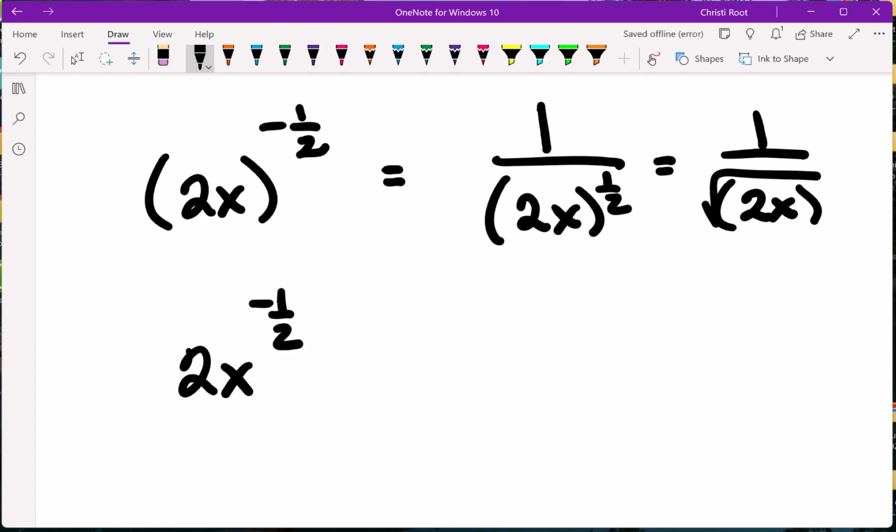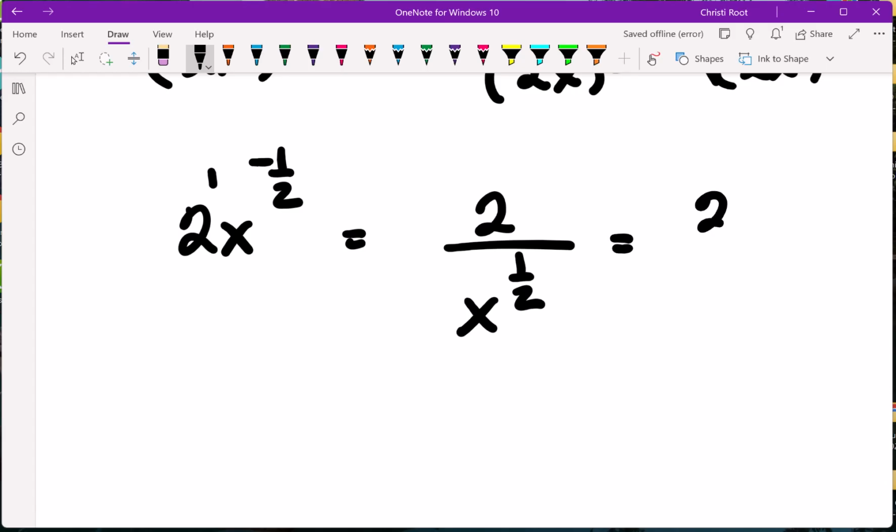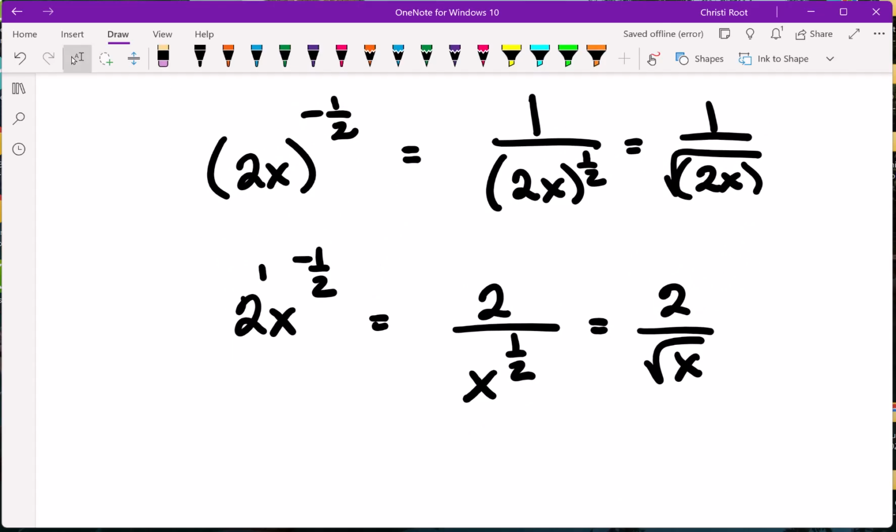The bottom one, though, on the other hand, that is not everything to the power negative 1/2. The 2 has a positive 1 power. The 2 will not move with the x. Now, really listen to me. The 2 is not going to move with the x. The 2 is going to stay where it is. The x moves with the exponent, and your final answer is going to look like that. So there's a very big difference in problems that have parentheses and problems that don't have parentheses.